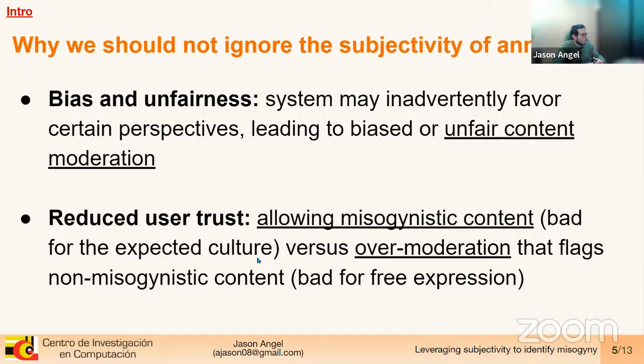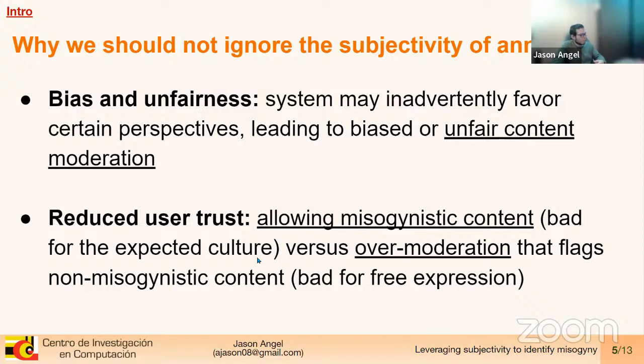And the other scenario is that it depends on what you want to favor. It happens that you can create a system in which the user cannot trust. So it could happen that you may be too flexible and probably allowing misogynistic content to be present, and that's really bad depending on the criteria and the rules of the specific environment in which the system is working. Or it could also lead to the other extreme in which you are over-moderating and then constraining free speech. So that's also very bad.